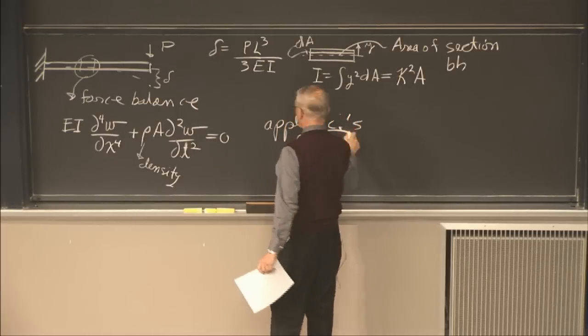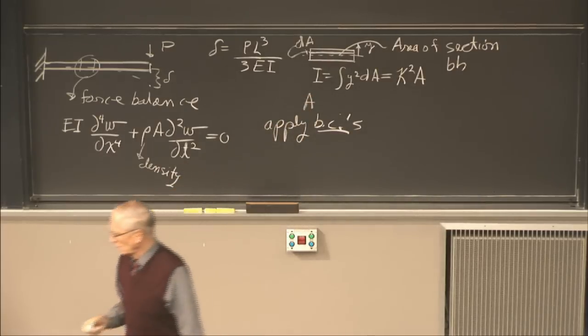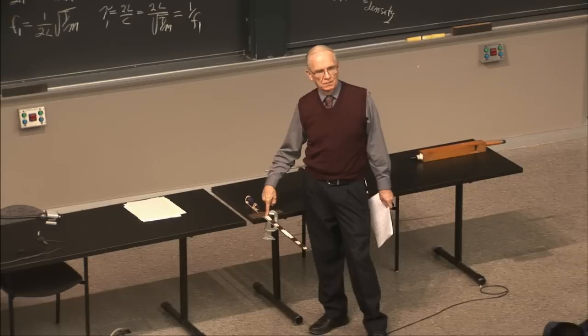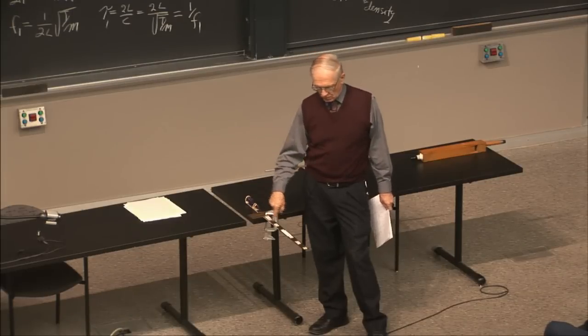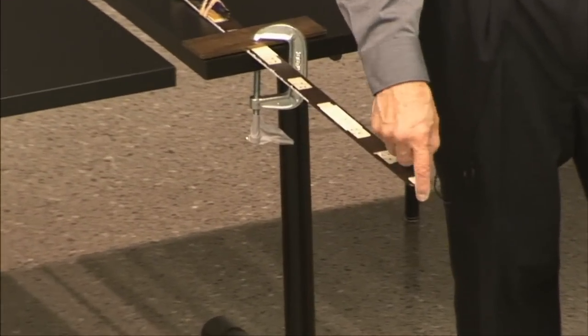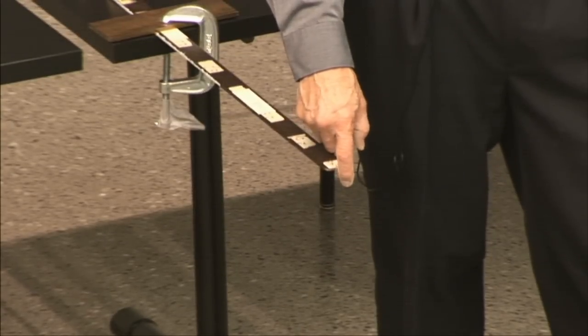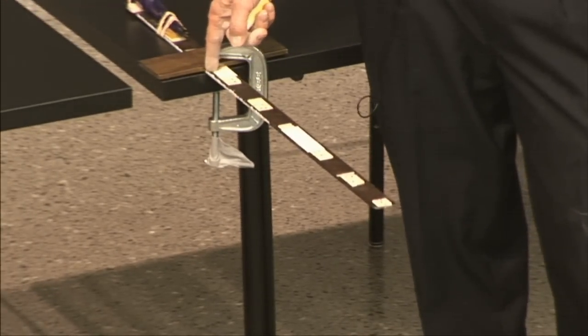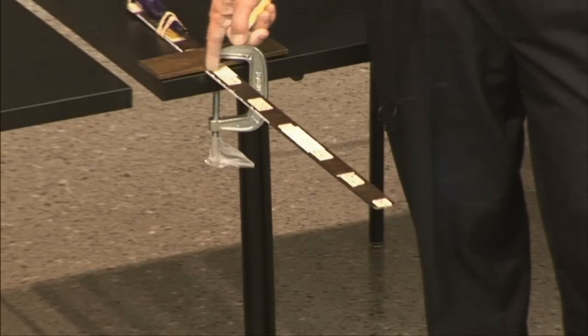What are the boundary conditions? Just so you understand what I mean, what are they for a free beam? Zero motion at the wall. No strain at the end. No bending moment at the end. No shear force at the end. So there's no second derivative, no third derivative. And at the wall, the slope is zero, the first derivative. So those are the different kinds of boundary conditions.